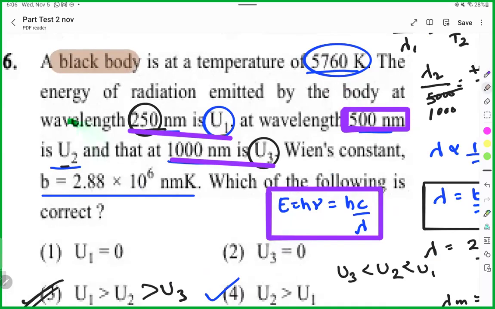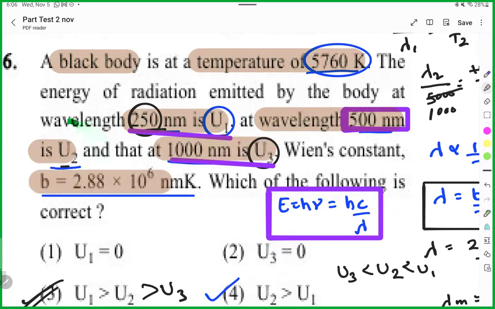There is a black body at a temperature. The energy radiation emitted by wavelength is this, at wavelength this is this, and wavelength this is this, the constant value is this. You have to tell which one is maximum.